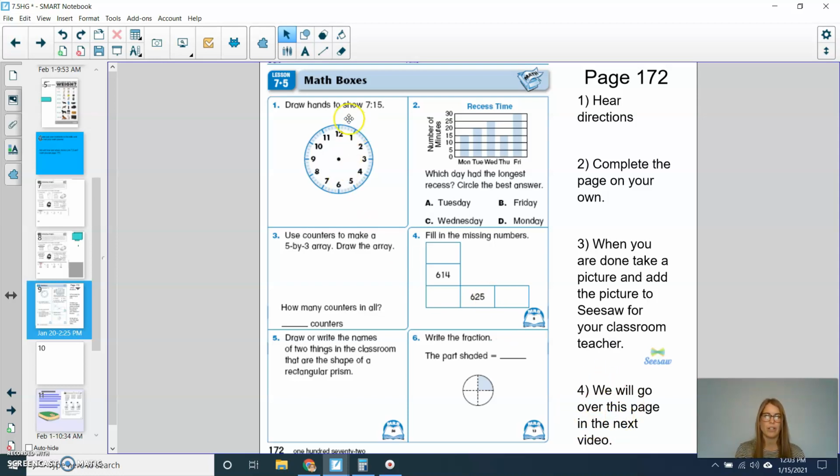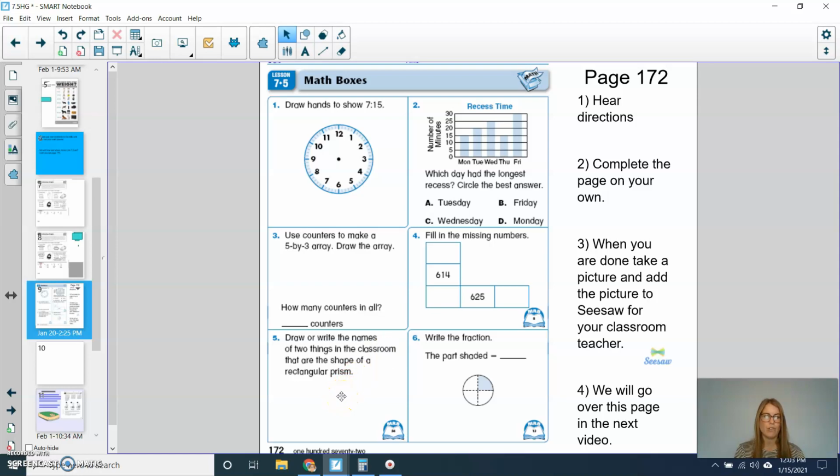So for our first one, draw hands to show the time for 7:15. For question 2, which day had the longest recess? Circle the best answer. For question 3, use counters to make a 5 by 3 array. Draw the array and then tell me how many total counters. Fill in the missing numbers for number 4.